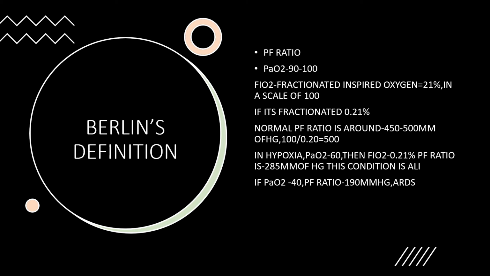Then we will say the patient is hypoxic. We will do the ABG and see that the PaO2 is 60. Then the FiO2 will be 0.20, and if we calculate the PF ratio, it will be around 285 to 300. At that time we call it acute lung injury. If PaO2 goes below 40, then when we calculate the PF ratio it will be 190 to 200 mm of Hg. At that time we call it ARDS. This ALI, or acute lung injury, comes a little earlier than ARDS. So ALI first, then the second one is ARDS.